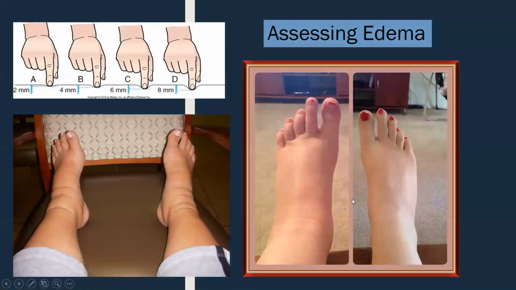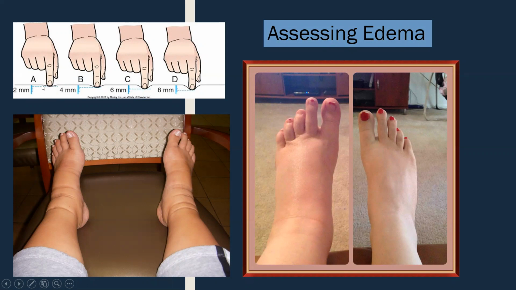Looking for other signs. When we're doing our assessment, we're going to be looking for edema. And I put these pictures here just to give you, again, a visual of what we're actually checking for when we're looking for edema. So here, when we say mild edema, this indentation is about 2 millimeters, just barely an indentation, just a little bit. Mild edema is normal in pregnancy.